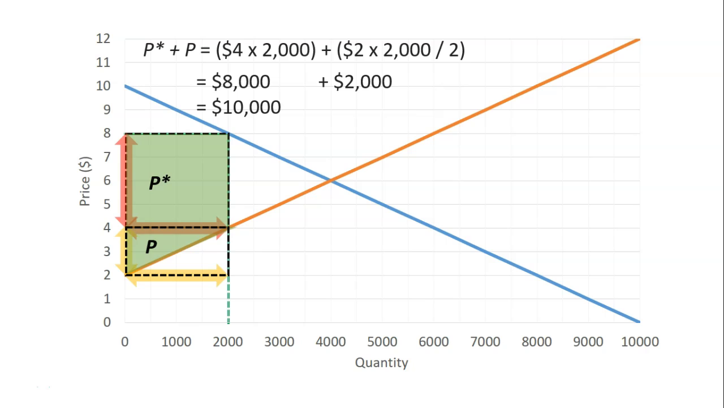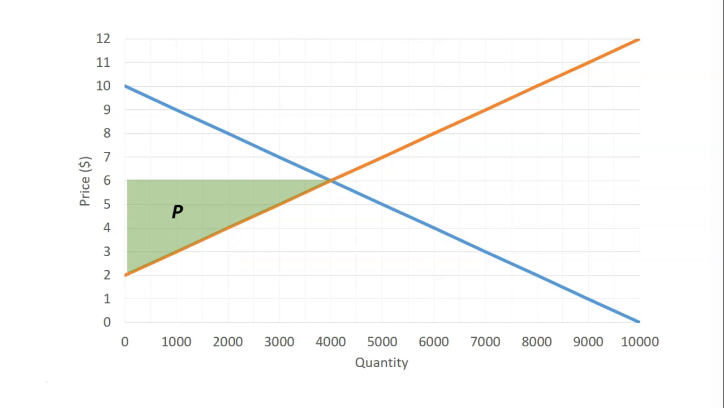Now we need to compare that to what the producer surplus would have been under equilibrium conditions. So it's this area here. How do we find that? The same way as we found it before.